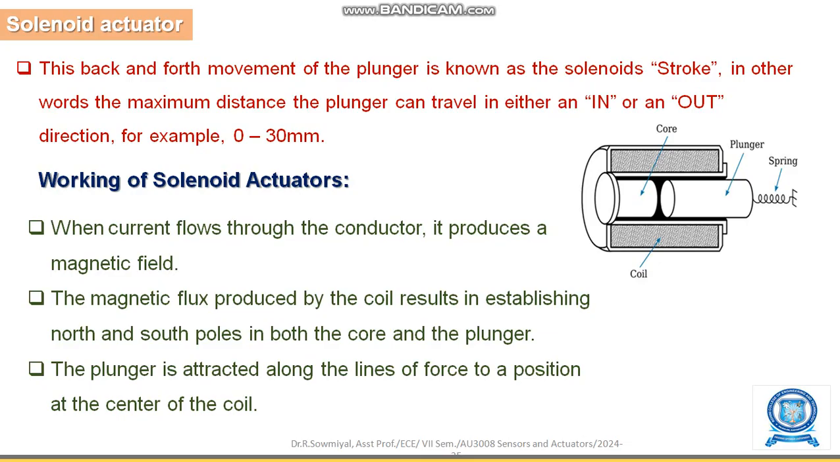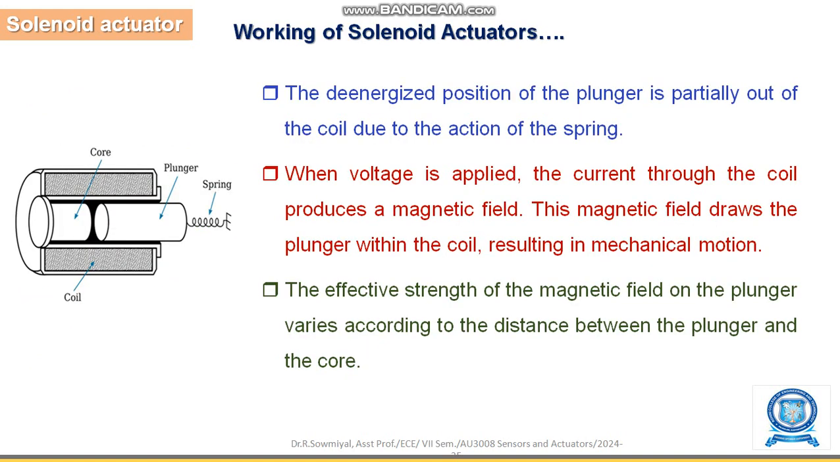Working of the solenoid actuator. When the current flows through the conductor, it produces a magnetic field. The magnetic flux produced by the coil results in establishing north and south pole in both core and plunger. The plunger is attracted along the lines of force to a position at the center of the coil.